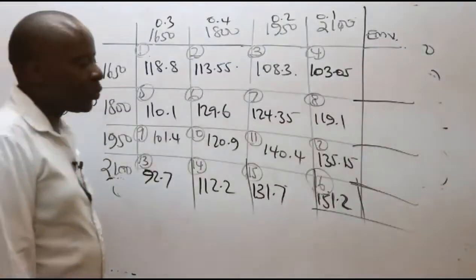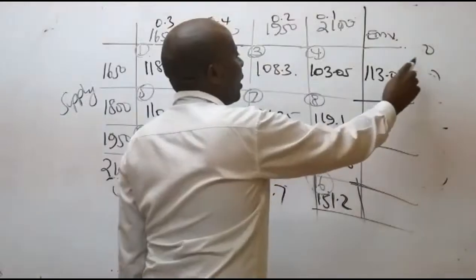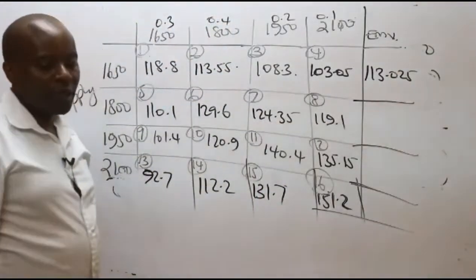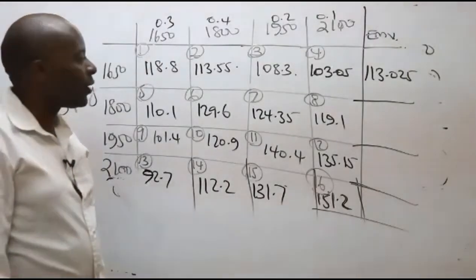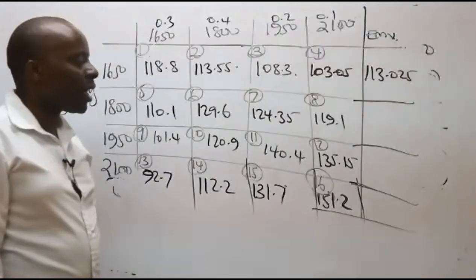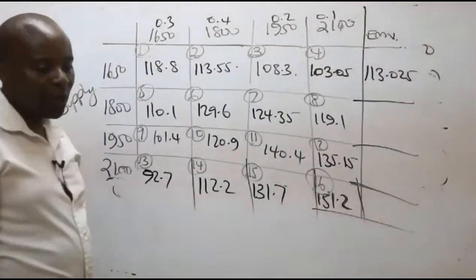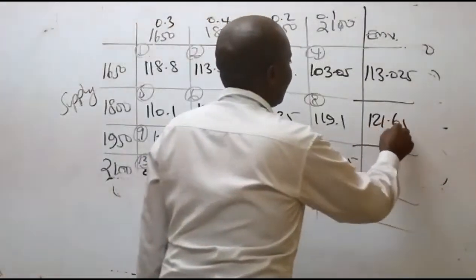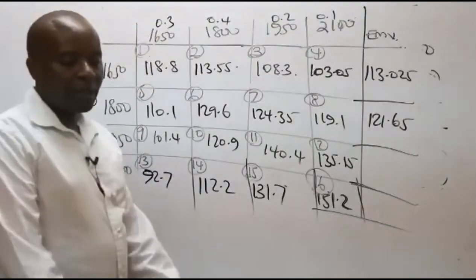So it says 113.025. The first expected monetary value is 113.025. From there, we have the second one. How about the second one? 121.65. From there, we have the third one.